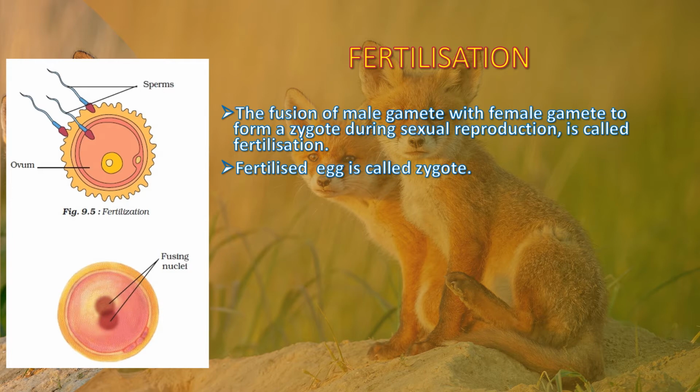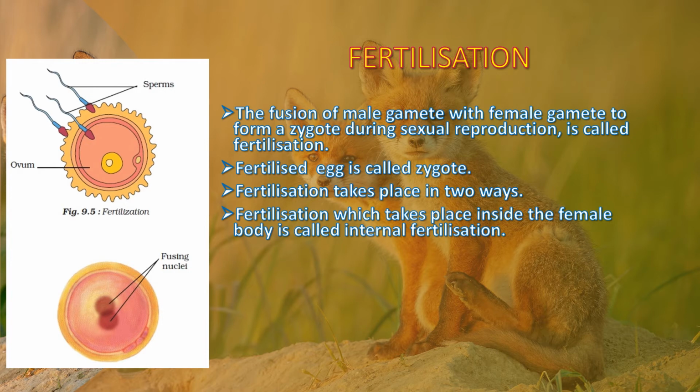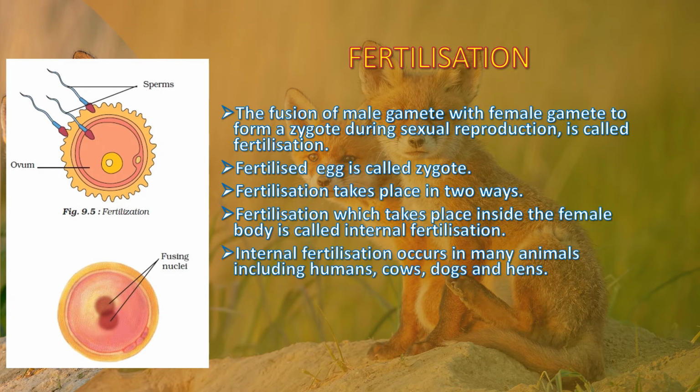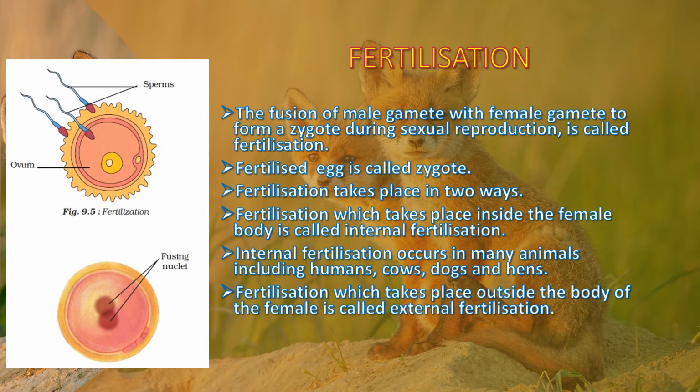Now, fertilization is of two types. Fertilization which takes place inside the female body is called internal fertilization. Internal fertilization occurs in many animals including humans, cow, dog and hens. But in many animals, fertilization takes place outside the body of the female, in water.